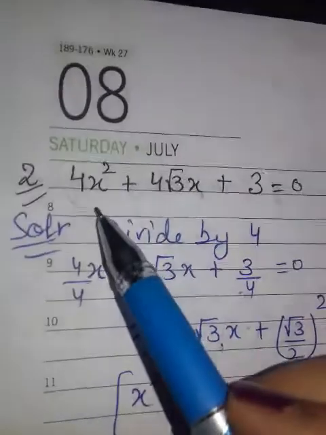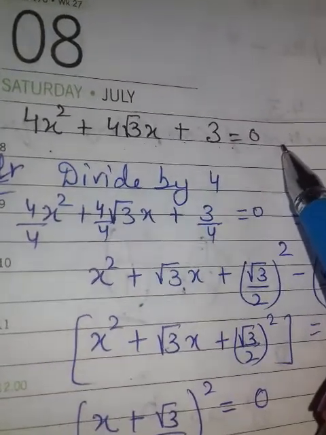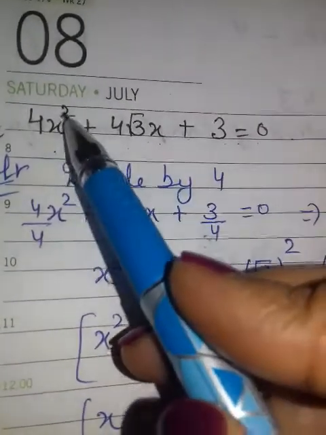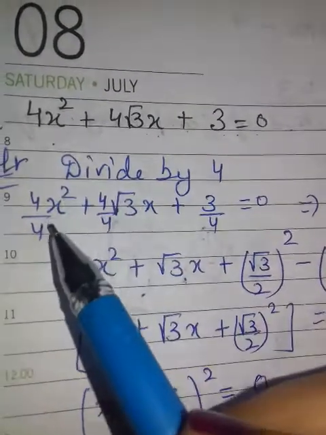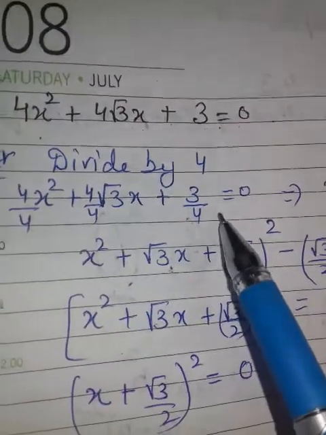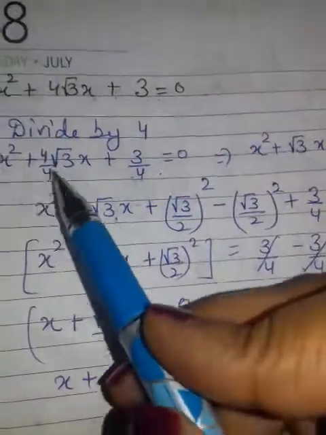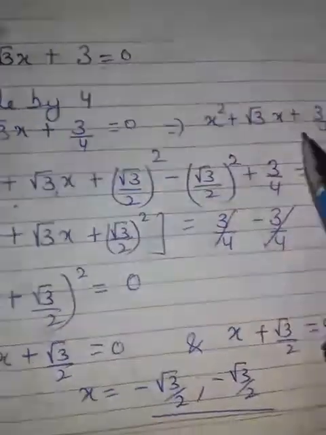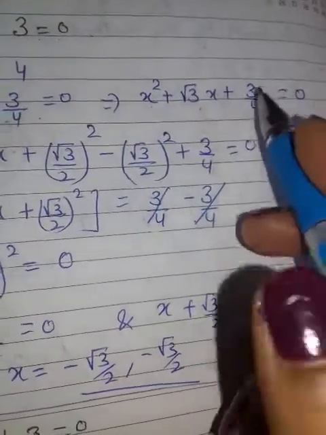Now the second question is 4x² + 4√3 x + 3 = 0 by the completing square method. You know firstly you have to make the coefficient of x² equal to 1. So I divide by 4. So you get x² + √3 x + 3/4 = 0.